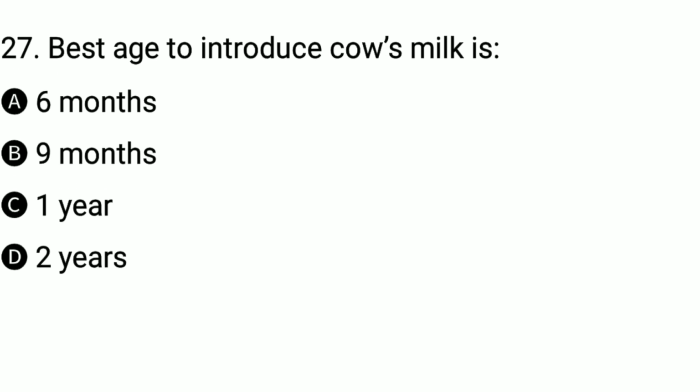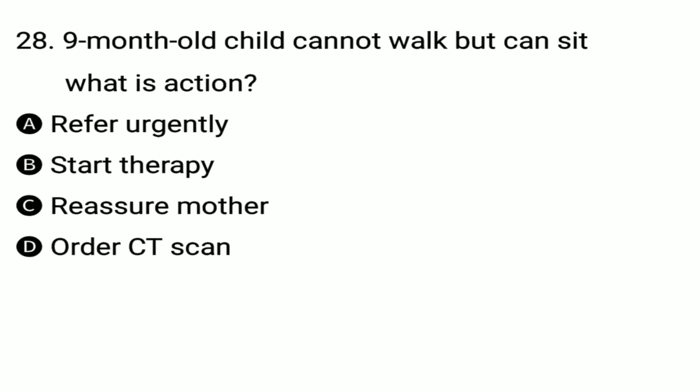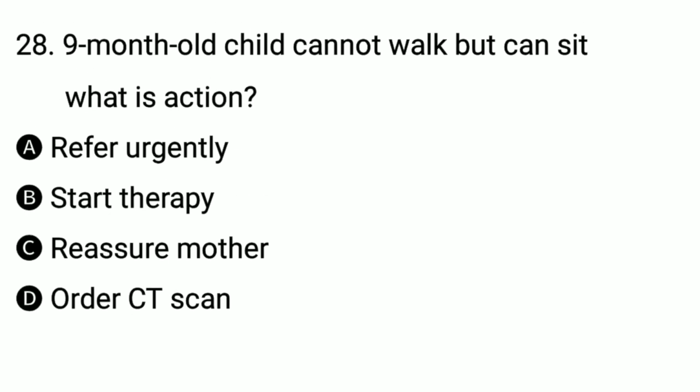Question number 27. Best age to introduce cow's milk is? The right option is option C, 1 year. Question number 28. A 9 months old child cannot walk but can sit. What is the action? The right option is option C, reassure mother.